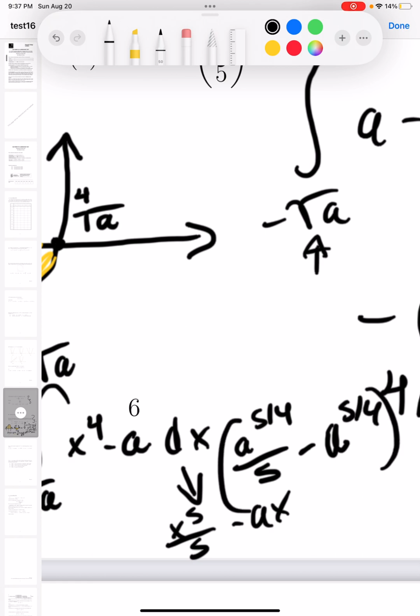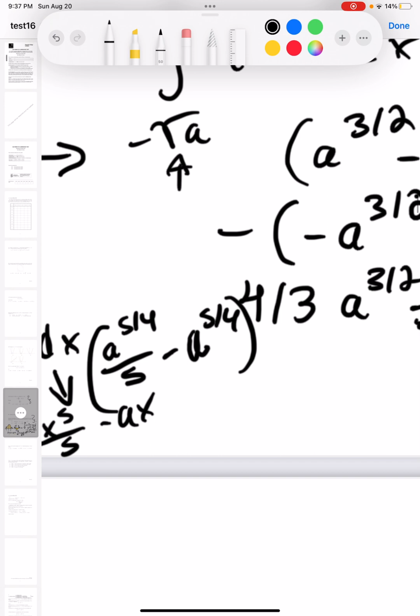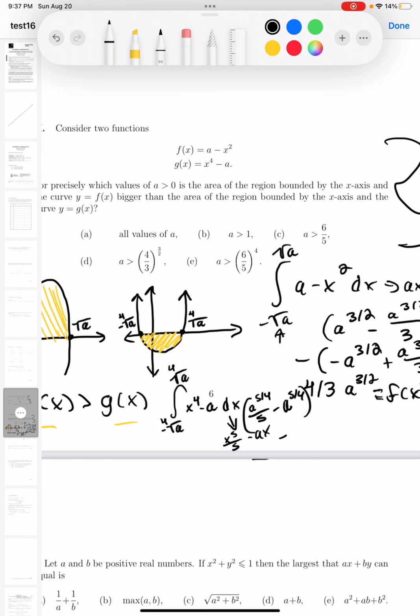That's one quantity. And then we're going to subtract when you plug in the negative quantity. We're going to get negative a to the 5 over 4 over 5, and then we're going to add a to the 5 over 4, because it's minus a negative. So what is the difference of these two quantities? The difference would be negative 8 over 5 a to the 5 over 4.